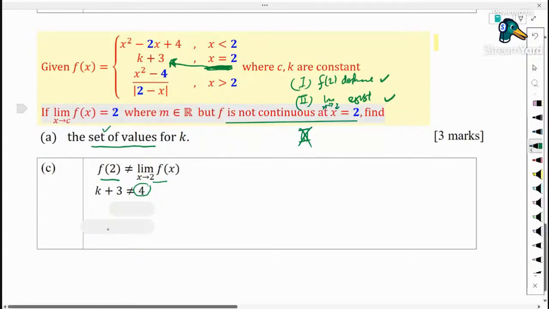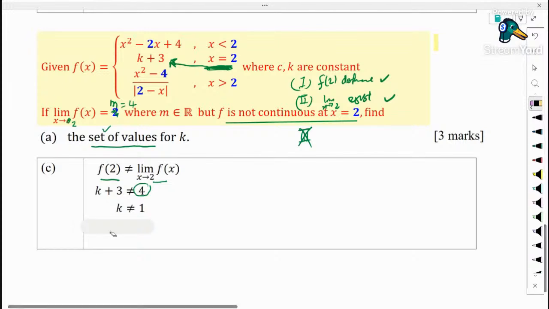Again, I think I made a mistake here. This is supposed to be m. The other part here is supposed to be 2. And just now we found out m is actually equal to 4 in part B. So by right, the limit here is equal to 4. And we find out that k is not equal to 1.